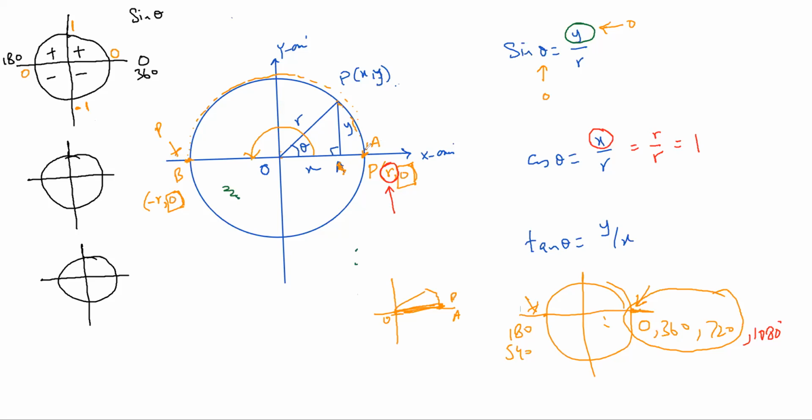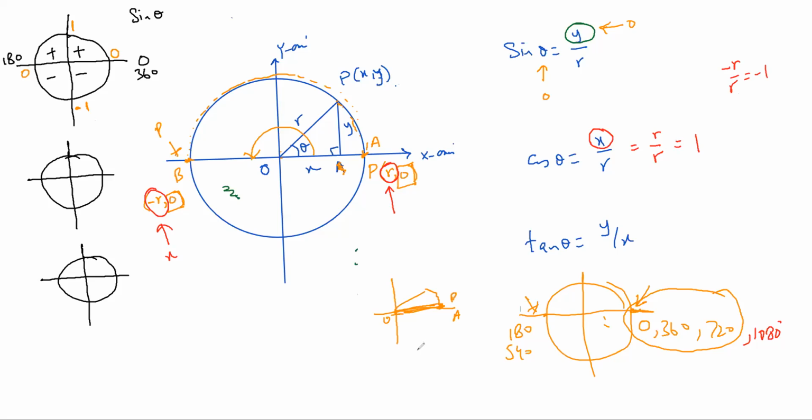Now who would tell us what will be the value of cos 180? Minus 1. Yes, because now we have minus r over r. Exactly. Your x is now minus r. And when you put it here, that would give you minus r over r. And that is going to be minus 1.